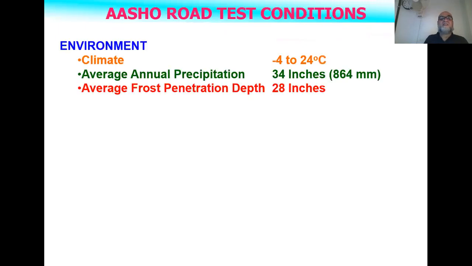So what were the AASHO road test conditions? The climate between -4 and 24 degrees centigrade, average precipitation 34 inches, average frost penetration depth 28 inches. Do any of these conditions exist in Karachi? No.